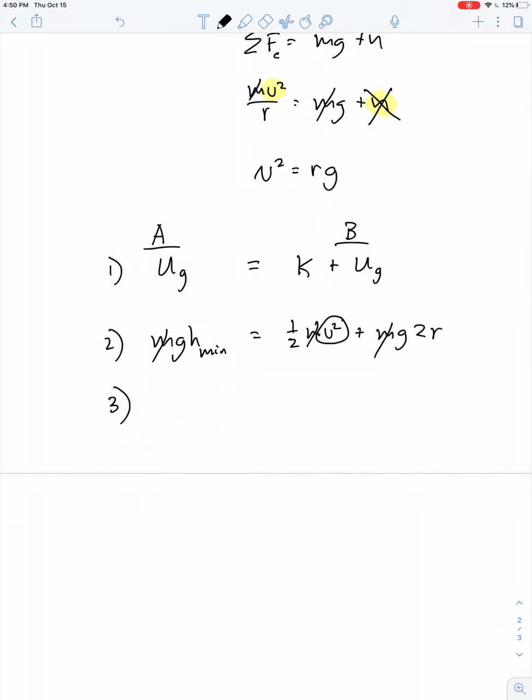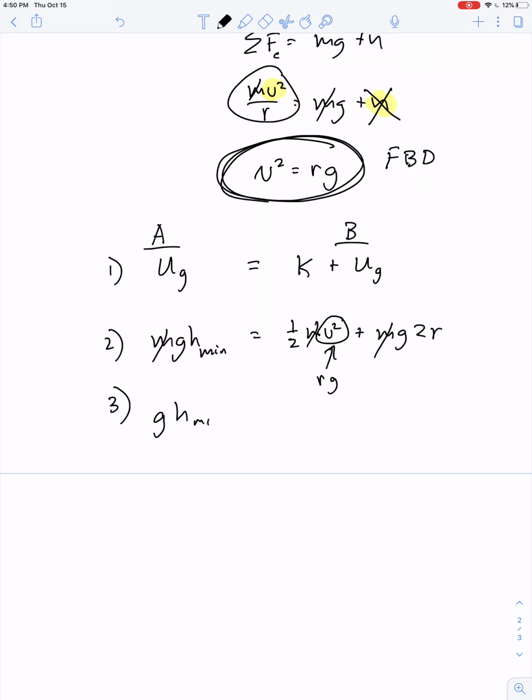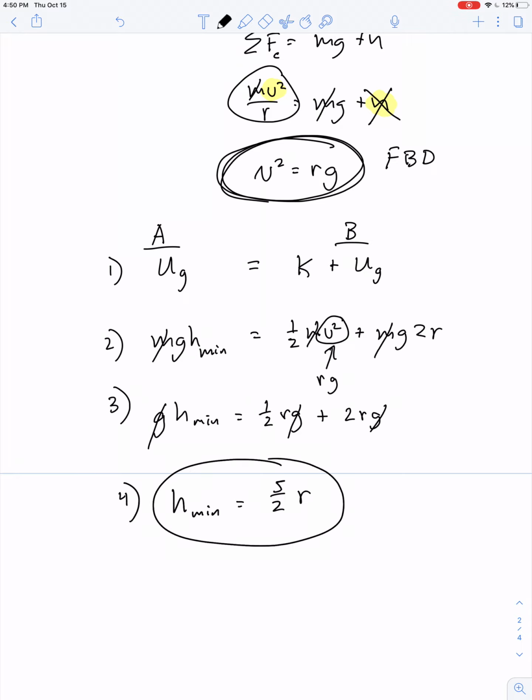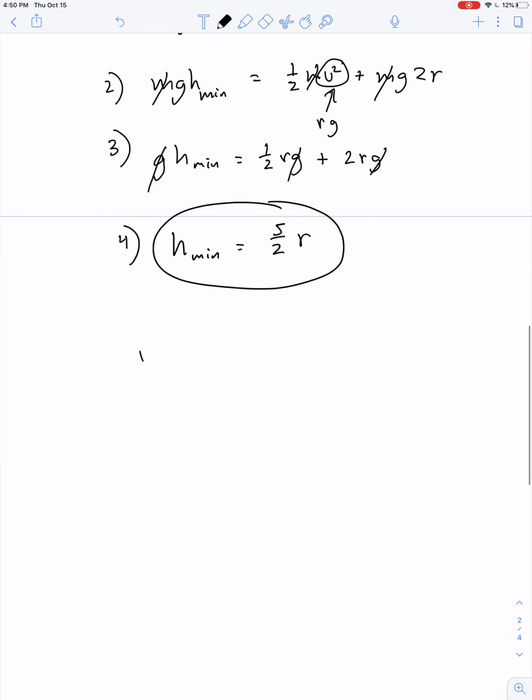And now I'm going to make a substitution for v squared based off what we found from our free body diagram and understanding a centripetal force. So v squared is replaced with rg. So g times h minimum is equal to 1/2 rg plus 2 rg. There's a g in every term, so we cancel that out. And we end up at the final result. The minimum height would be equal to 5/2 R.